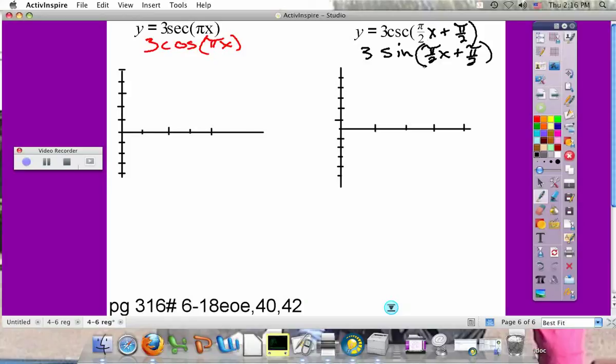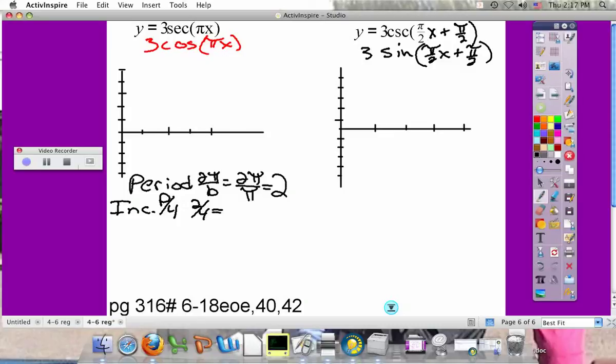So let's see. You do the same method all the time. For graphing sine and cosine, we're back to what we were doing before. Step number 1, period. Period is 2 pi over b. So that would be 2 pi, and our b is what's with our x, which is pi. So the pi's cancel out, you got a period of 2. Then you need to know your increment spacings. Increments is always period over 4. So that's 2 divided by 4, so now you've got increments of 1/2.